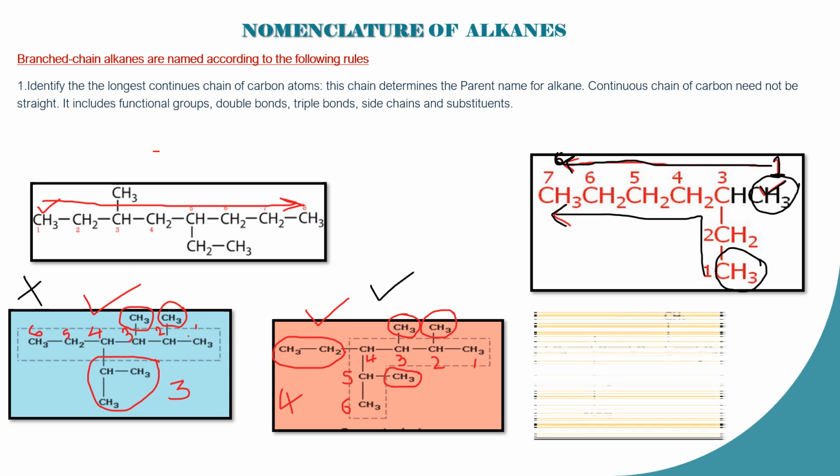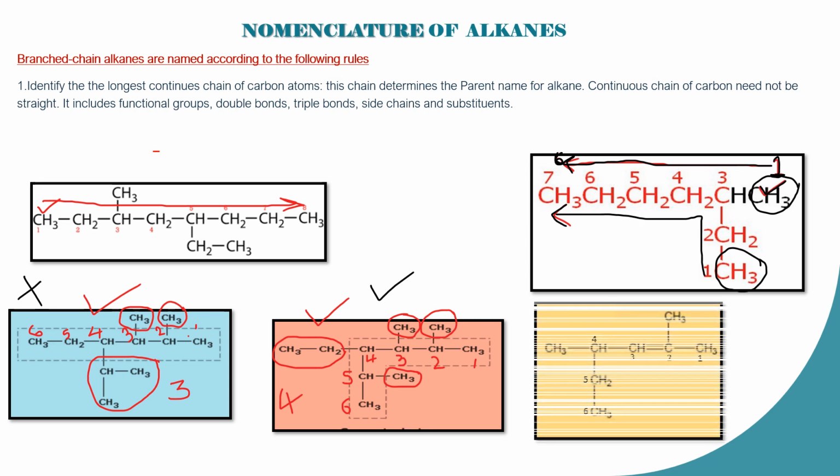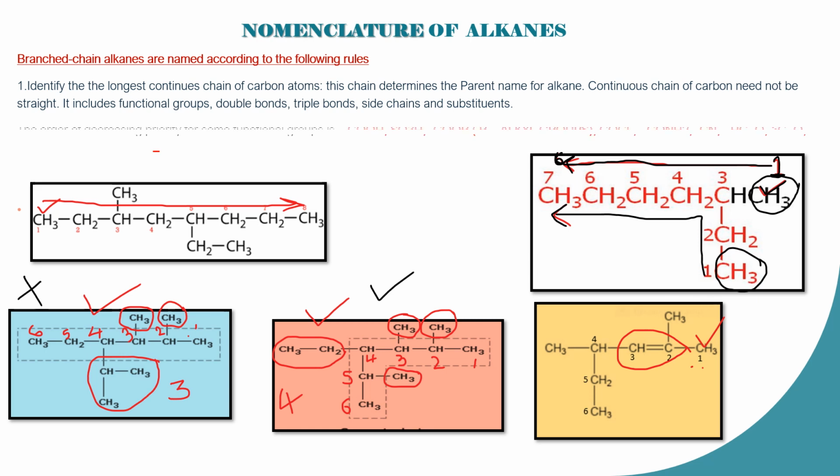And next one, see the structure. This carbon atom we are taking as the first carbon atom: 1, 2, 3, 4, 5, 6. The total number of carbon atoms is 6. Why are we counting from here? Because here you can see the double bond is present at the second and third carbon atoms. So if any double bonds or functional groups are present, give the least number to those functional groups. So this is the correct way of giving numbers.